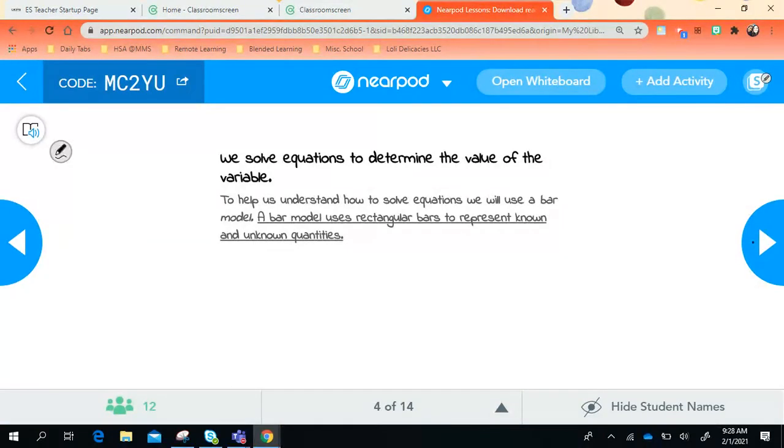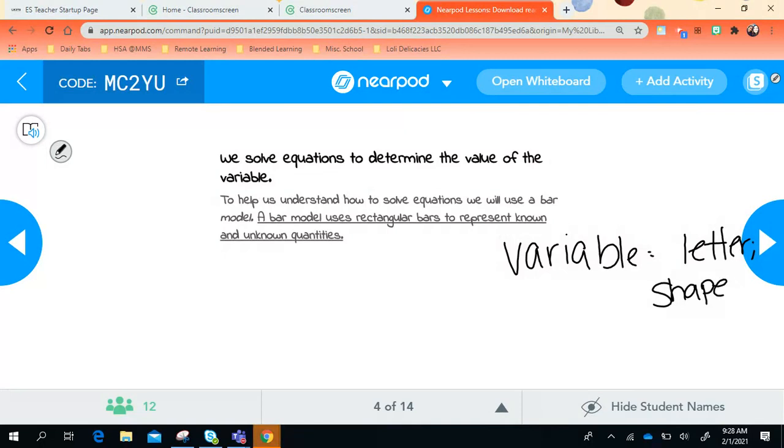We solve equations to determine the value of the variable. So remember, a variable, like we just said, would be that letter, like X. It can be a letter, it can be a shape, it can be any of those things. So an example, like we talked about, would be X. It can be X, it can be V, it can be any letter of the alphabet. That would be considered a variable.